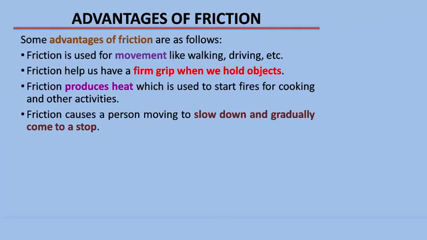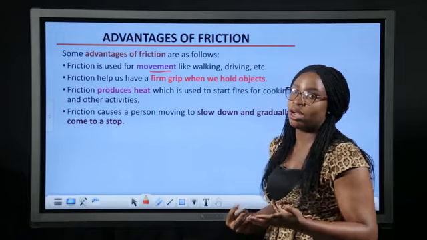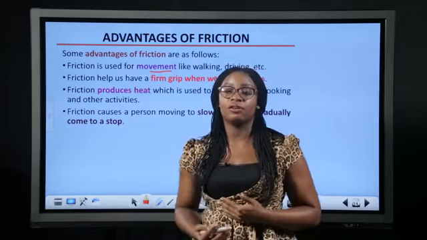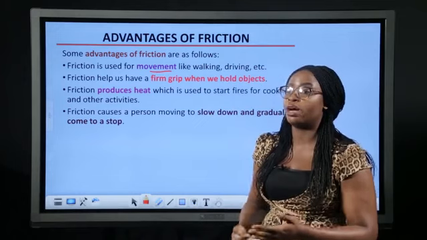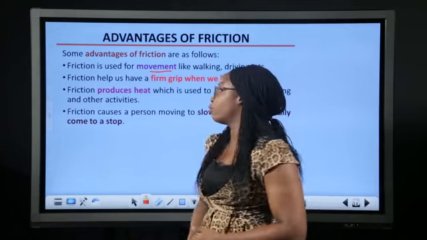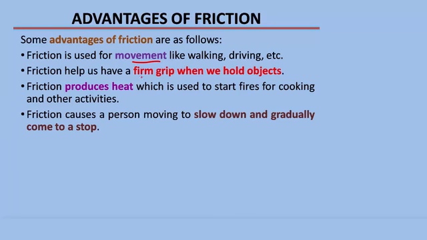Now, we're going to look at the advantages of friction to us. Friction is used for movements like walking and driving. As we learned, the static friction is what aids us to move and causes us not to slip on the ground. Friction also helps us have a firm grip when we hold objects. It also produces heat, which is used to start fires for cooking and other activities.